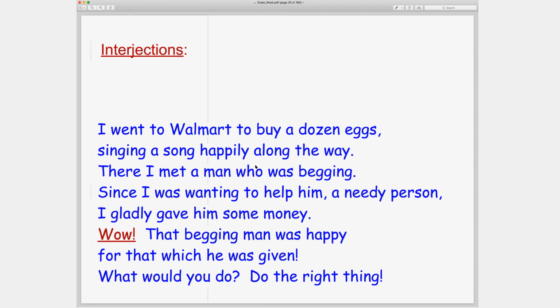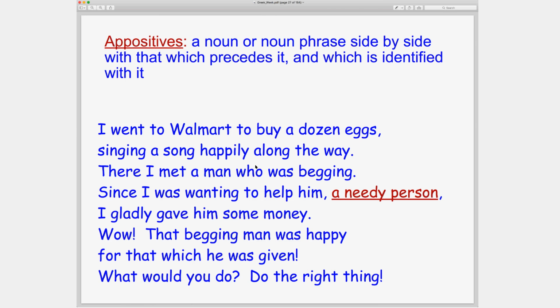Okay. Interjections. Wow. Hey. Words like that. One word. Or a word with a comma. An appositive is a noun or a noun phrase side by side with that which precedes it, and which is identified with it.